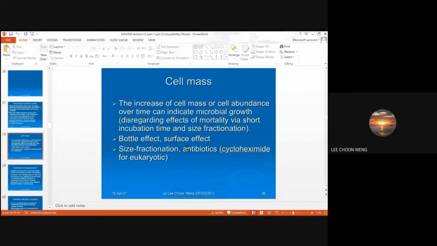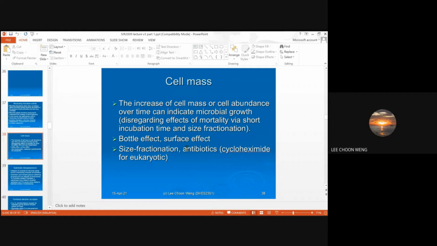When you're carrying out experiments like this, you still need about 6 to 12 hours of incubation before you can get a significant increase in the cell mass, in the bacterial cell biomass. For tropical countries, we need about 6 to 12 hours. So for us, it's still reasonable.